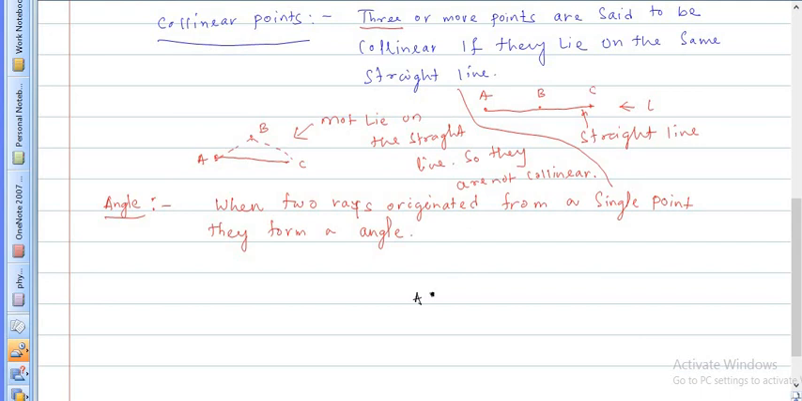Now when two rays originate, like this is a ray. Now see, what is a ray? We already discussed this. A ray has one endpoint. Now this one is the endpoint of a ray. Now this is one ray. Let us take this ray as AB. Now let us take another ray as AC. Now AB and AC originate from the single point.